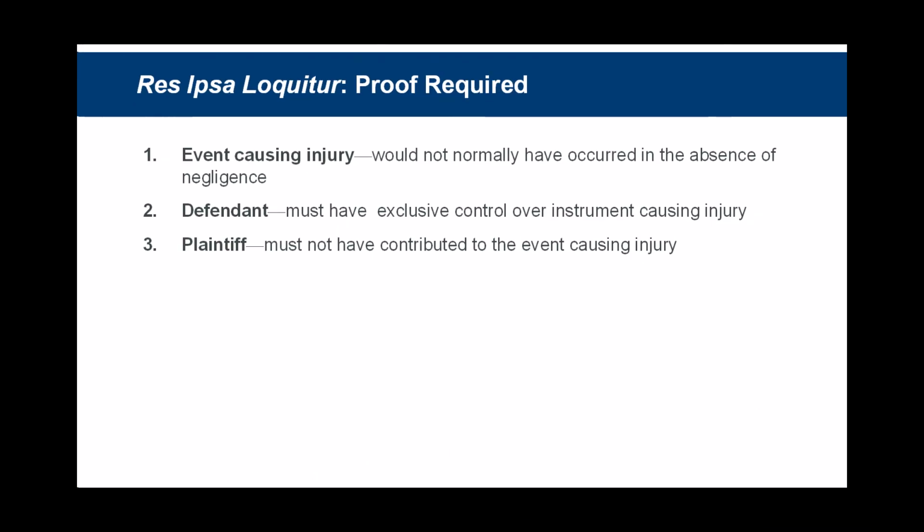Under res ipsa loquitur, the plaintiff must establish three key elements for the doctrine to apply. The event causing injury is of a nature that would not typically happen without negligence. The defendant maintained exclusive control over the instrument or situation that caused the injury. The plaintiff didn't contribute to the circumstances that led to the harm. If these conditions are met, the law presumes negligence, shifting the burden to the defendant to explain or rebut how the injury occurred without fault on their part.